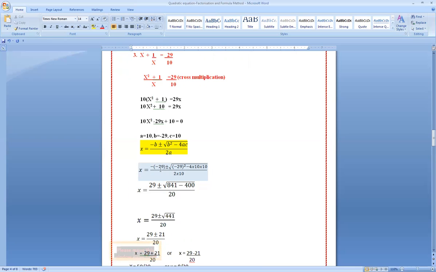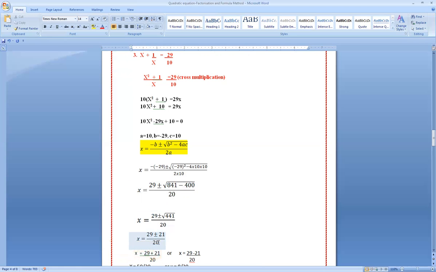x equals minus into minus becomes plus 29 plus or minus root 29 square, minus 29 into minus 29 becomes plus. So 29 square is nothing but 841 minus, here only one minus, so plus into minus will be minus, 4 into 10 is 40, 40 into 10 is 400, divided by 2 into 10 is 20. So x equals 29 plus or minus root of 841 minus 400, the value is 441.